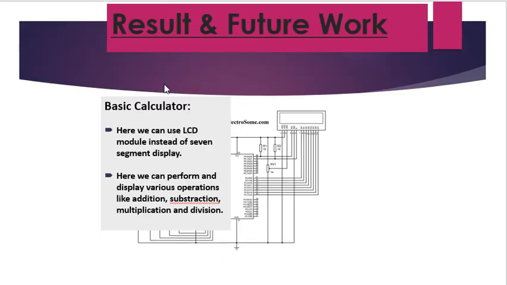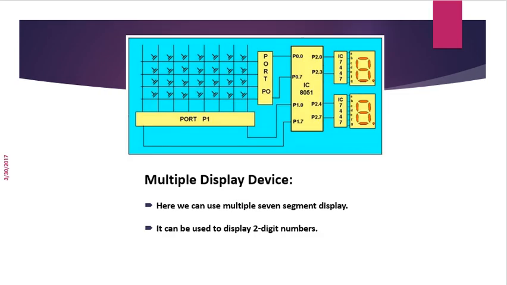Result and future work. Basic calculator: here we can use an LCD module instead of a 7 segment display, and perform and display various operations like addition, subtraction, multiplication and division. Multiple display device: here we can use multiple 7 segment displays, which can be used to display 2-digit numbers.